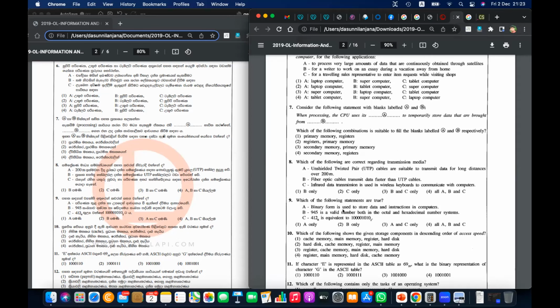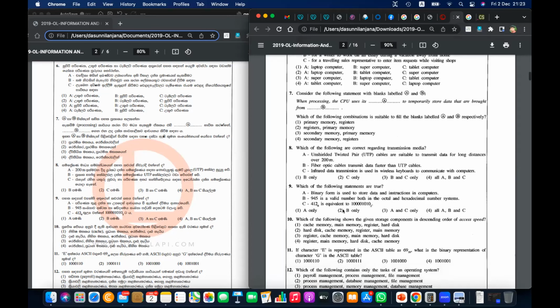Okay. The next thing is, what is true here? Infrared transmission is used by wireless keyboards. That is also correct. B, C correct, but A is wrong. Therefore, question number 8, the answer is number 3. Okay, 8 number 3. Yes, correct. Yes, your answers are correct.